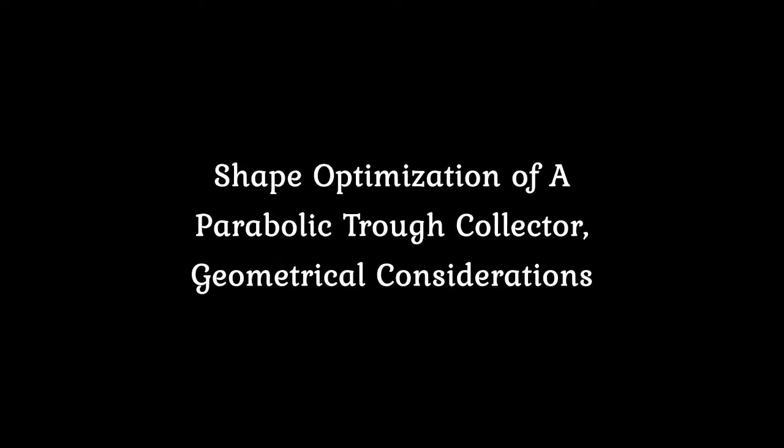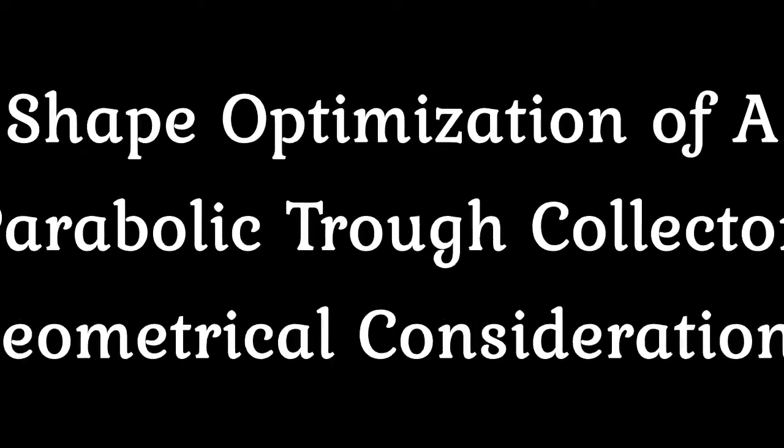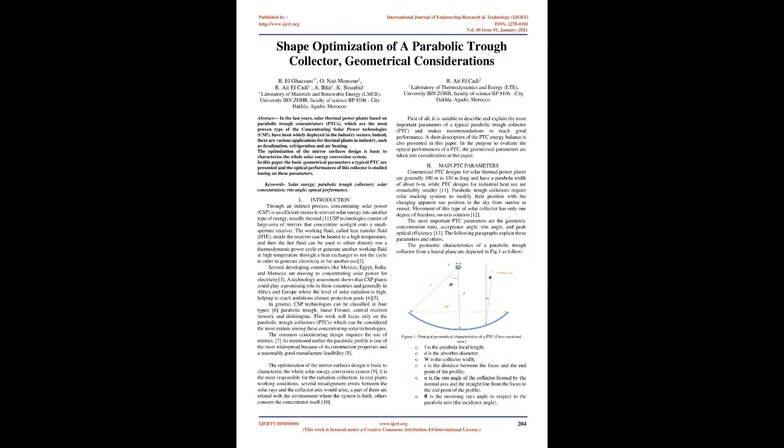Shape optimization of a parabolic trough collector, geometrical considerations. Abstract. In the last years, solar thermal power plants based on parabolic trough concentrators, PTCs, which are the most proven type of the concentrating solar power technologies, CSP, have been widely deployed in the industry sectors. Indeed, there are various applications for thermal plants in industry, such as desalination, refrigeration, and air heating.